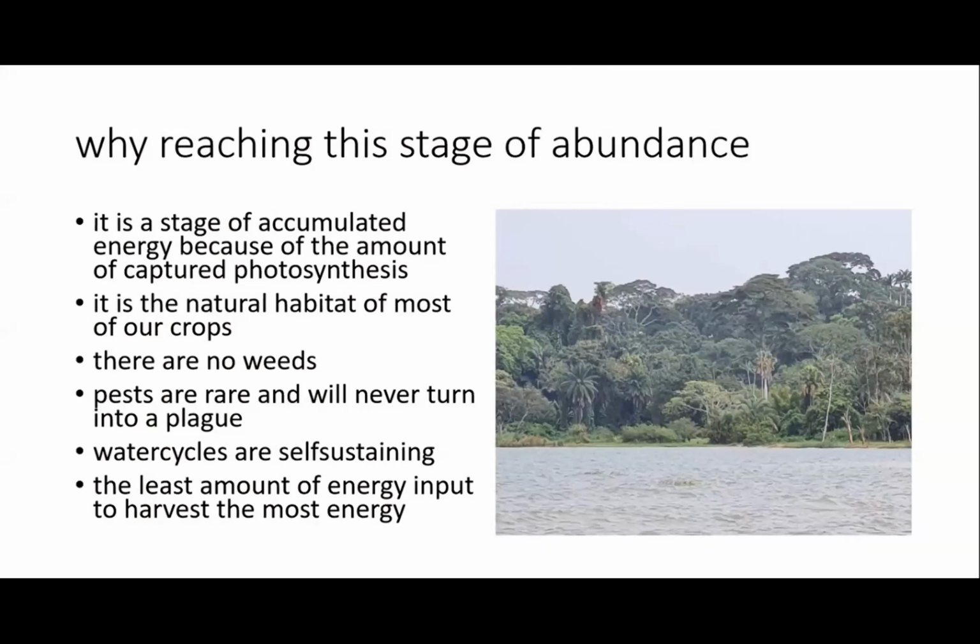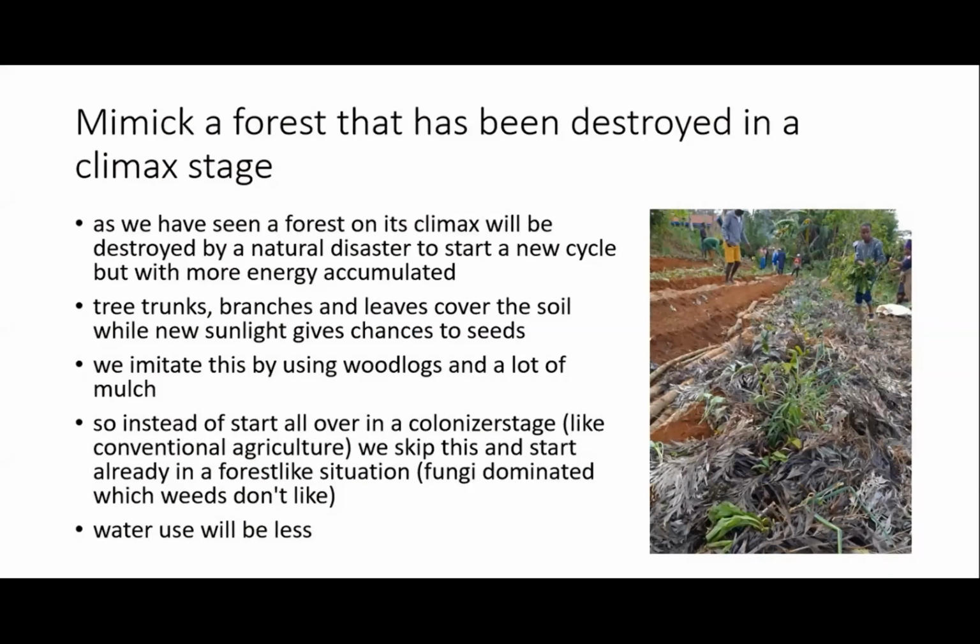In the state of abundance there's no lack of water, for instance, or nutrients. There is enough microbacterial life. There are no weeds there, because weeds don't like to grow in stages where they're dominated by fungi. Pests are rare, because pests indicate a lack of nutrients, lack of energy. That's the most important indication that pests are active, that there's not enough photosynthesis, there's not enough sugar in the leaf material, there's not enough energy, in short. The accumulation of energy fails the crops. Then the pests come in. The water cycles are self-sustaining, and with the least amount of energy input we harvest the most energy.